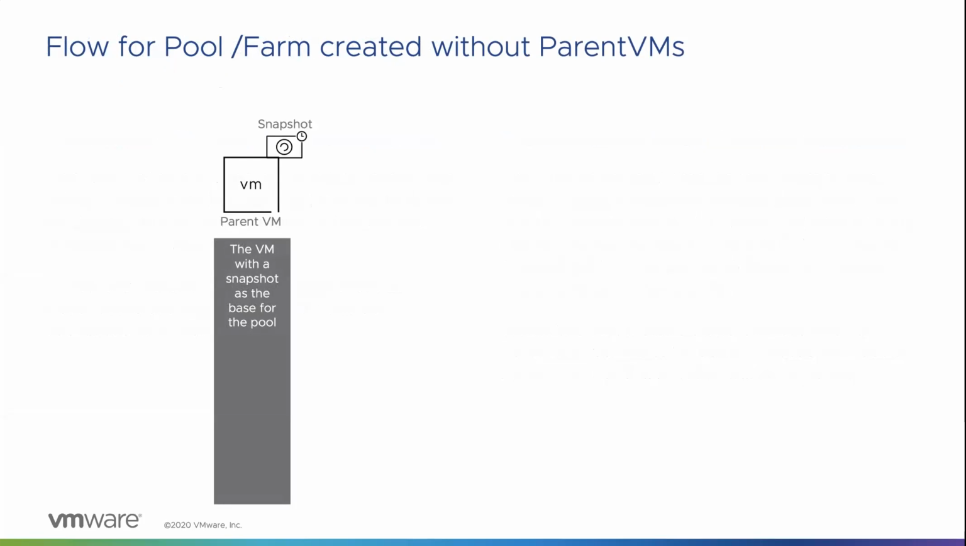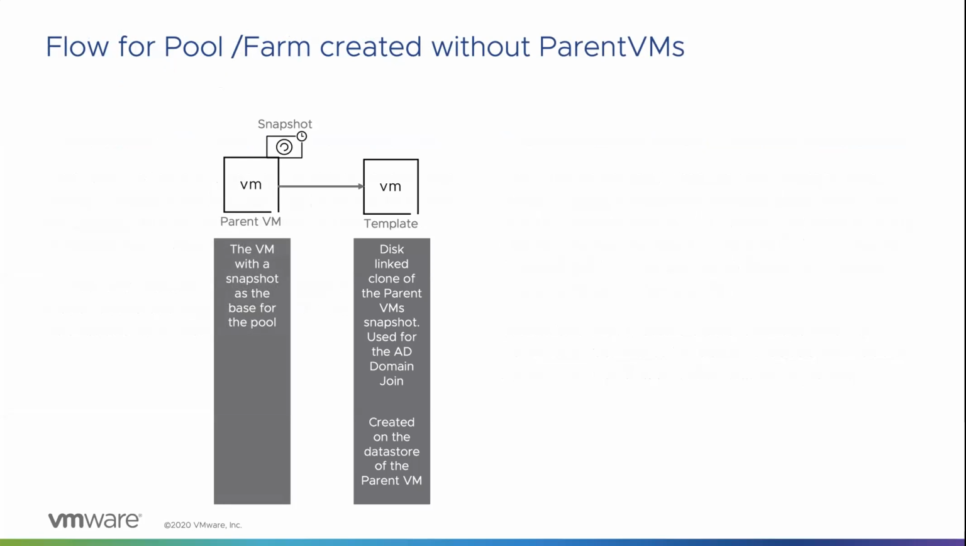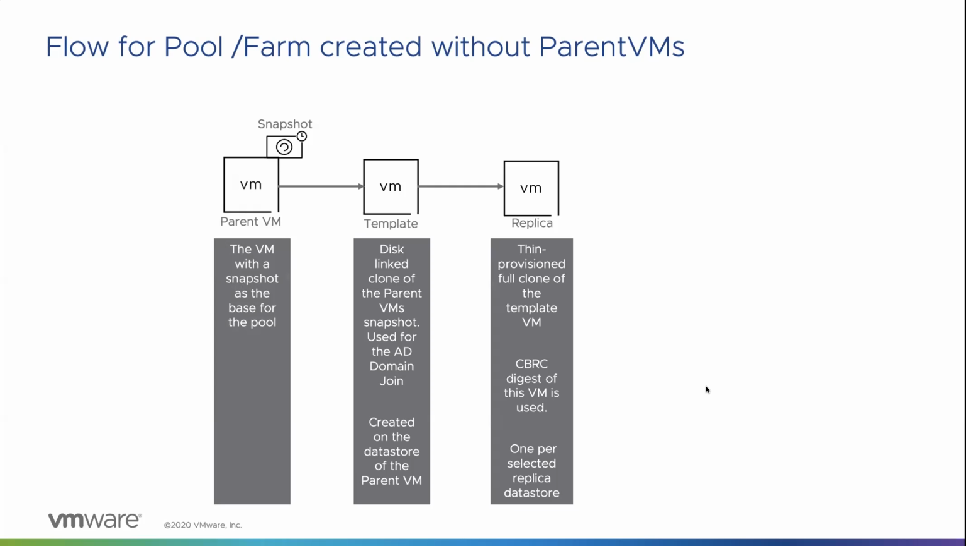Yeah. So just like you typically have your golden image, your VM with a snapshot as the base for a pool, at this point the process is the same for both types of instant clones. So the template creates a disk-link clone of the parent VM, the snapshot, and that's used to basically join the domain. So you see these IT and then some random numbers and letters. Those are the template systems. And that's created on the data store of the parent VM.